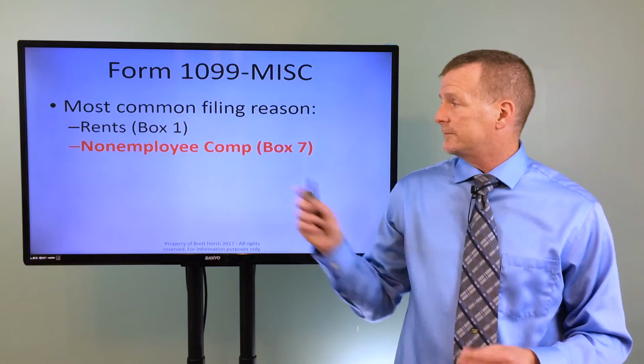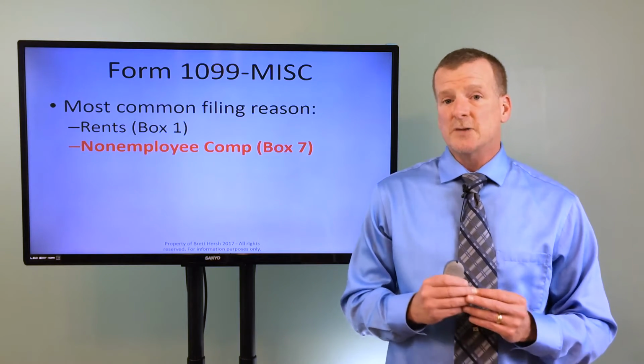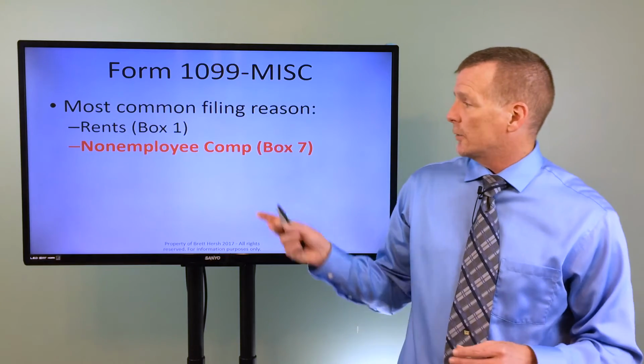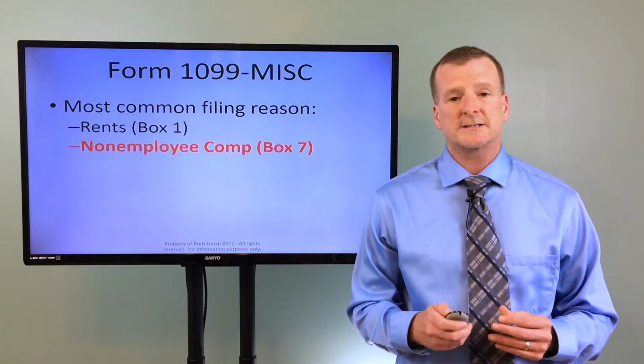The most common one, though, for most of you folks is going to be non-employee compensation, the same box that you're going to receive from your broker showing non-employee compensation. That's Box 7.